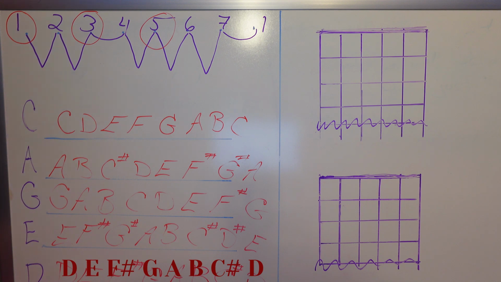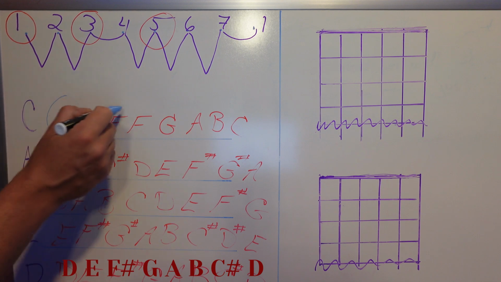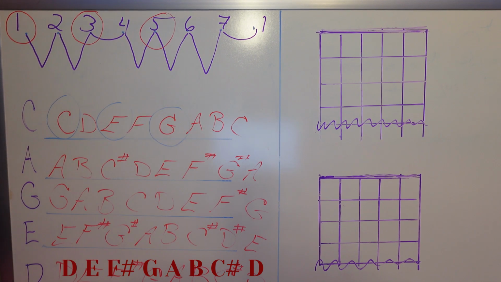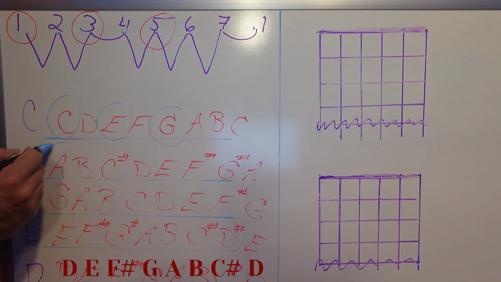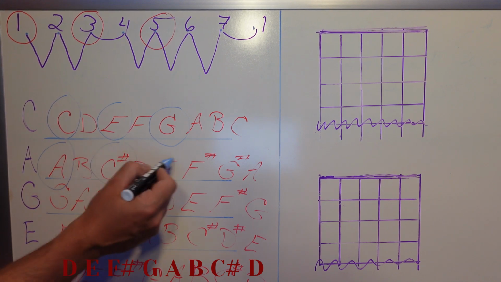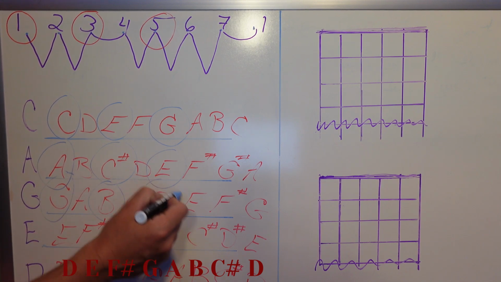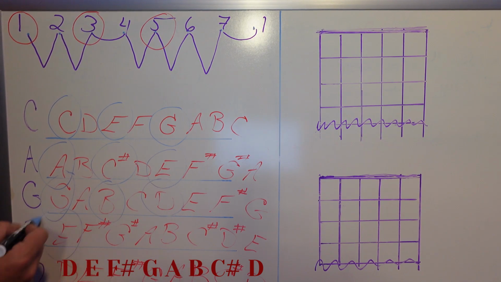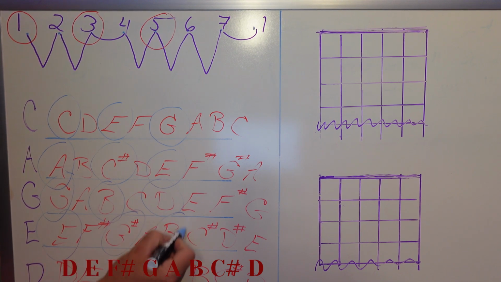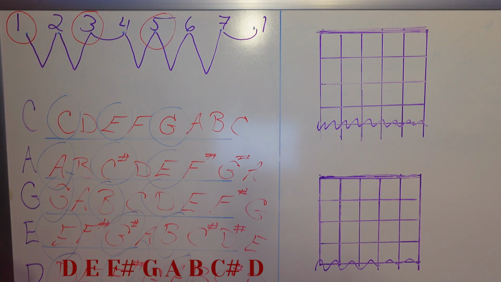So my C major triad would specifically be C, E, and G, the first, third, and fifth of that scale. My A major triad, A, C sharp, and E. My G major triad, G, B, D. My E major triad, E, G sharp, B. And my D major triad, D, F sharp, and A. And it would be the same for all the other major scales as well. These are just 5 examples that are convenient for this guitar lesson.